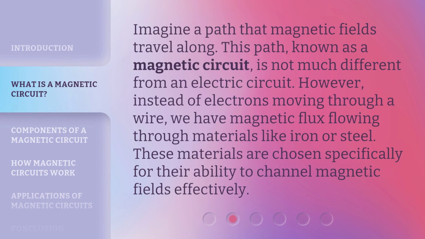Imagine a path that magnetic fields travel along. This path, known as a magnetic circuit, is not much different from an electric circuit. However, instead of electrons moving through a wire, we have magnetic flux flowing through materials like iron or steel. These materials are chosen specifically for their ability to channel magnetic fields effectively.